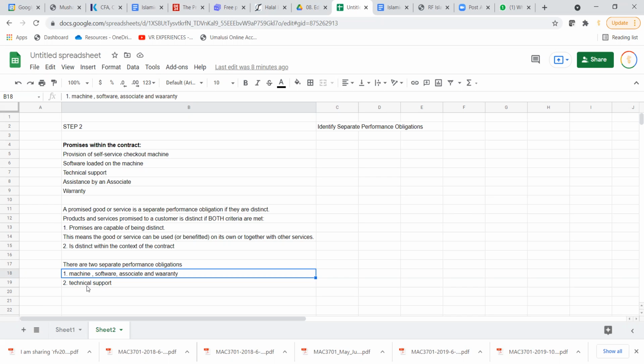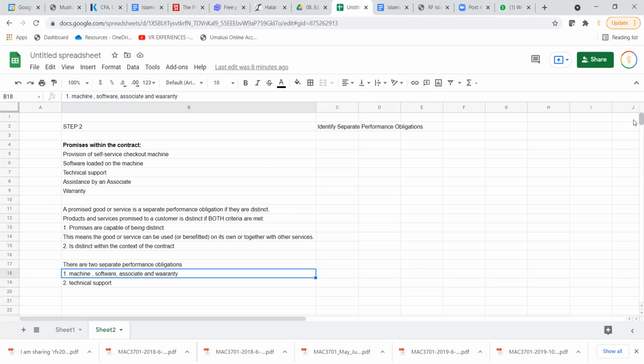So when we looked at criteria number 2, we had to have a look whether it is distinct within the context of the contract. Given the context of the contract, the software plays an integral part in the machine operating. That meant that within the context of the contract, the machine and the software are not distinct, because the one plays an integral part with the other. So therefore, it makes them one performance obligation. Okay, so that is basically it over there.